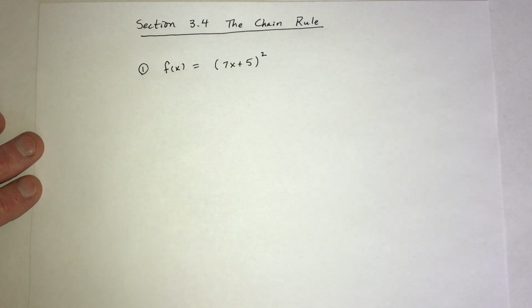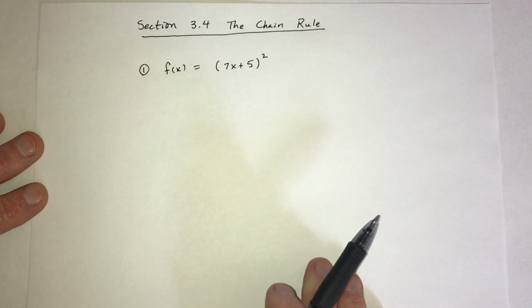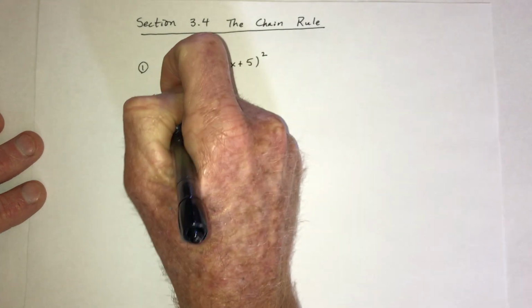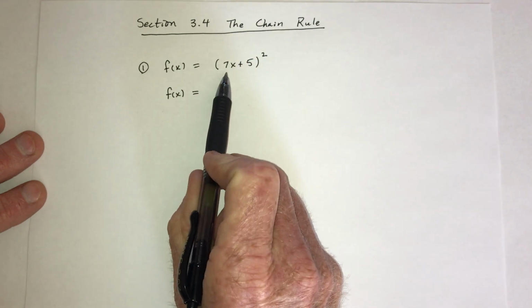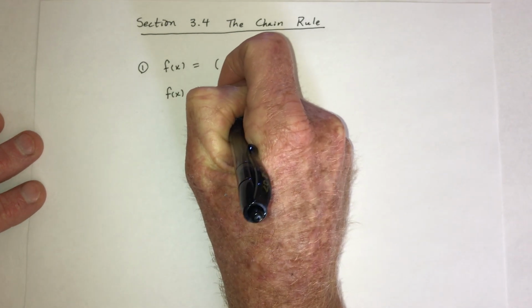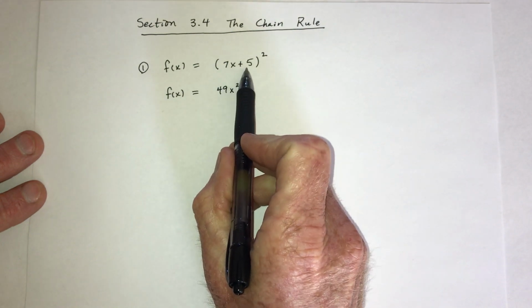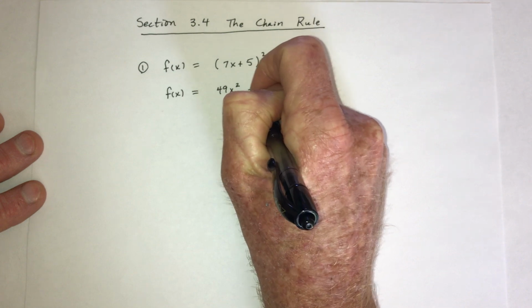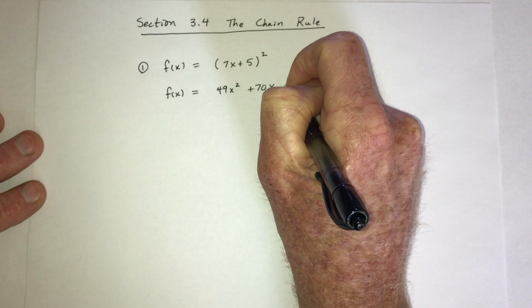Well, without the chain rule, what we would need to do is go ahead and multiply this out, combine like terms, etc. So I'll do that. The algebra would look like square the first term, that's going to be 49x squared. Multiply these two, that's going to be 35x. Double the result, that's 70x. And finally, square the last term, that's a 25.